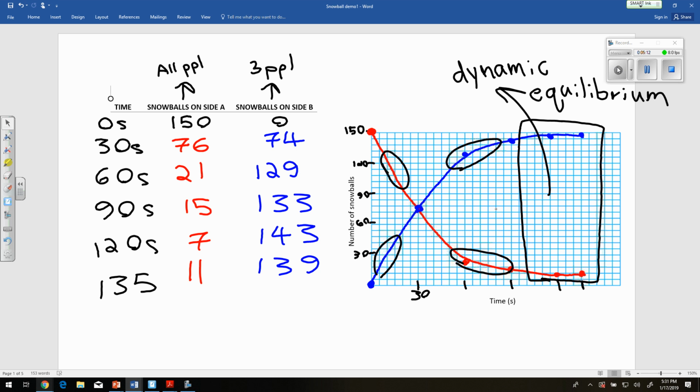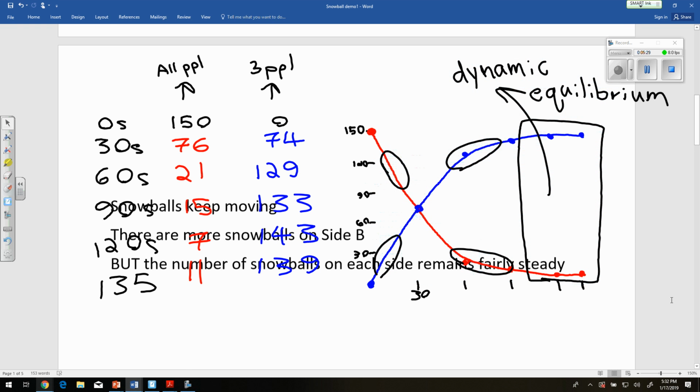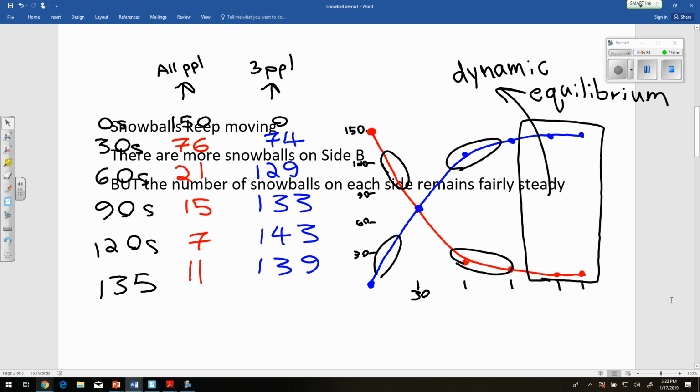Now, I want to go a little further into this state of dynamic equilibrium. I want to talk a little bit more about what's going on when we achieve this state of dynamic equilibrium. And I'm going to have to erase my board because I'm doing this in Word.